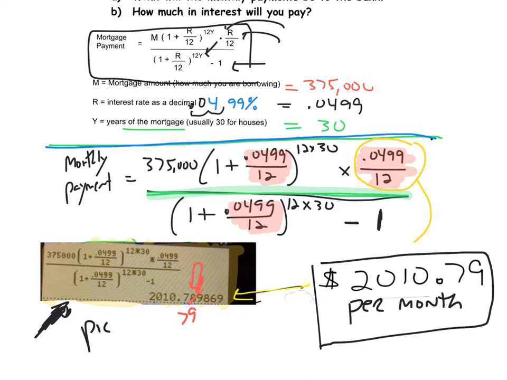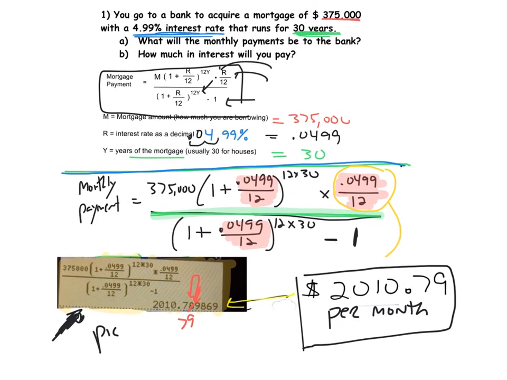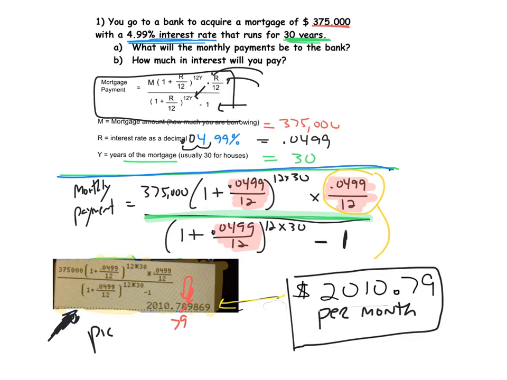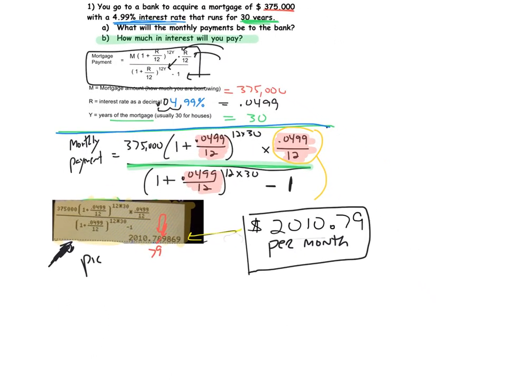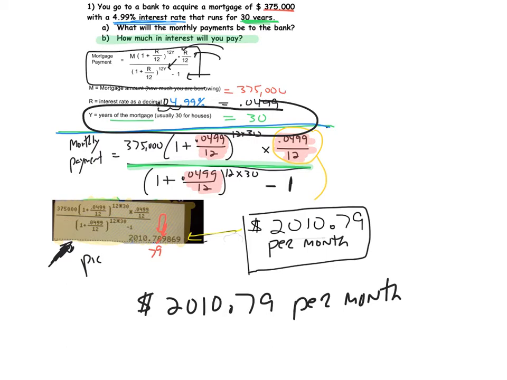But now the next part of the question says, how much in interest will you pay for this mortgage? Well, here's where we're going to do some math. We're paying $2,010.79 per month for this mortgage. And this mortgage is for a total of 30 years.